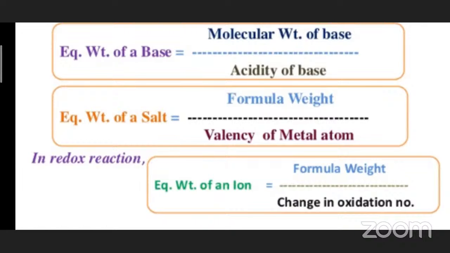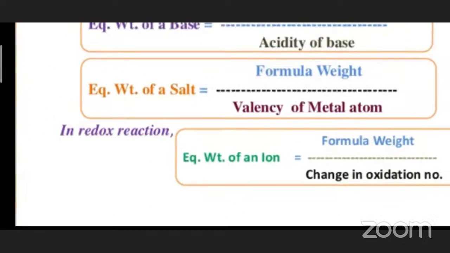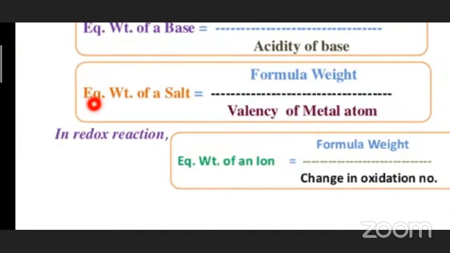Next, equivalent weight of a salt. So what is this? Let us see here. Equivalent weight of a salt is nothing but formula weight by valency of the metal atom. So here it is saying formula weight. Formula weight means it is the molecular weight of the ionic compound.